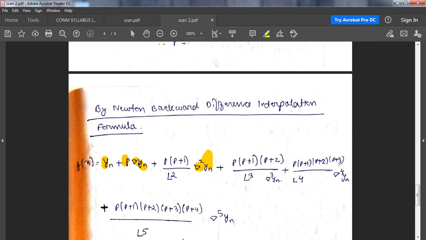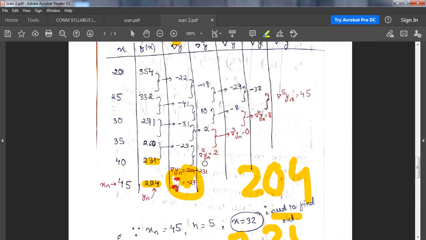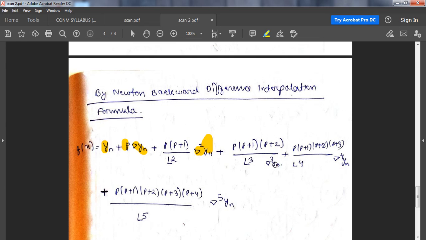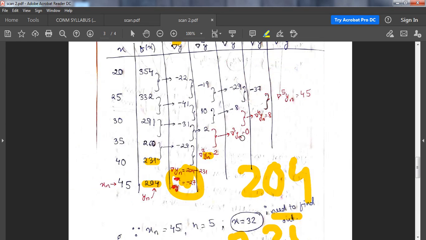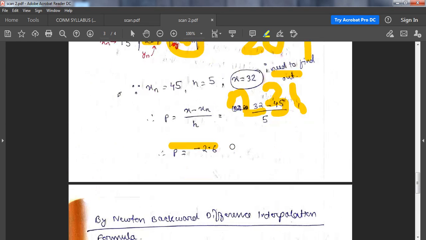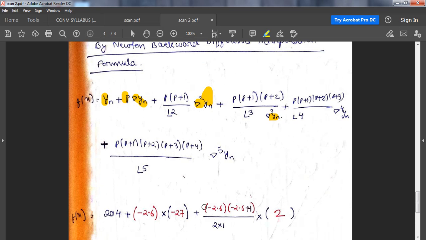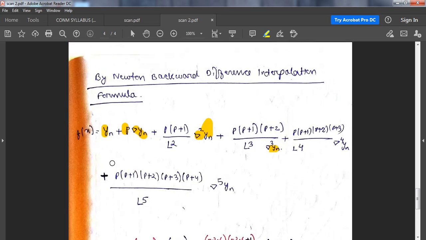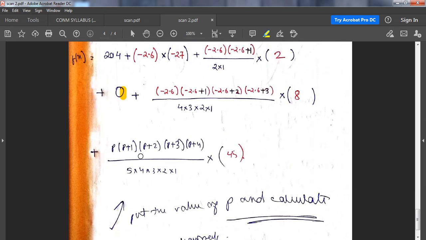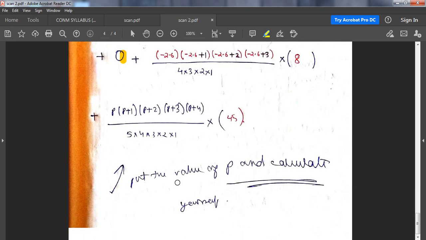Now what is del square? This is from the second values. Then this third value is basically 0. Since it is 0, in the next step I am directly going to 0. So just go through it. It is very easy. Put down the values and calculate yourself.